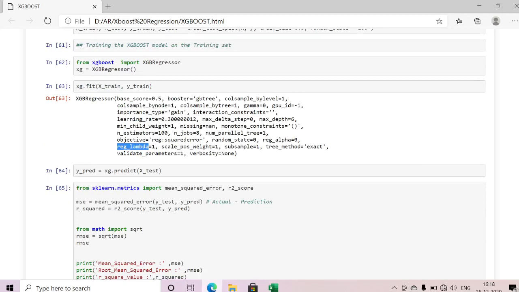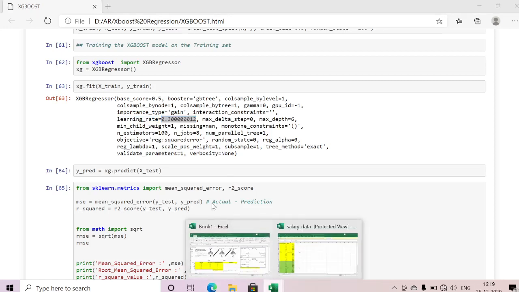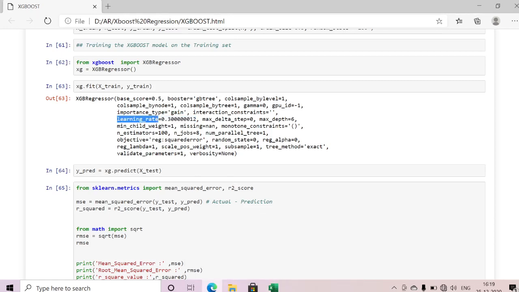Here we need to just remember lambda is the one we are using, and also learning rate 0.3. In our initial example discussion, we used a learning rate of 0.1, and this lambda we used as 1.